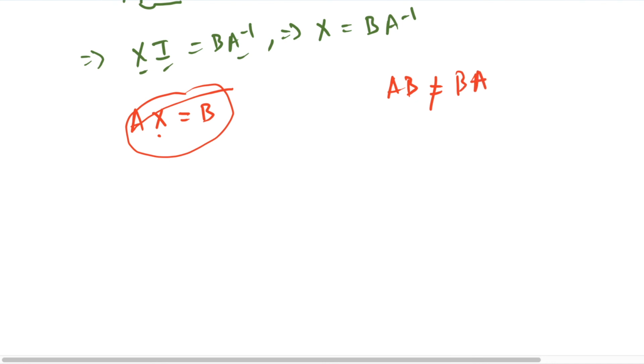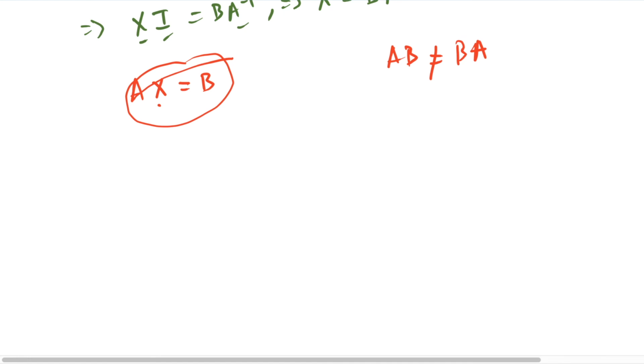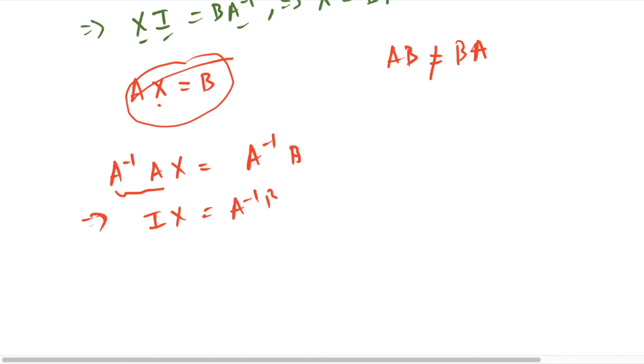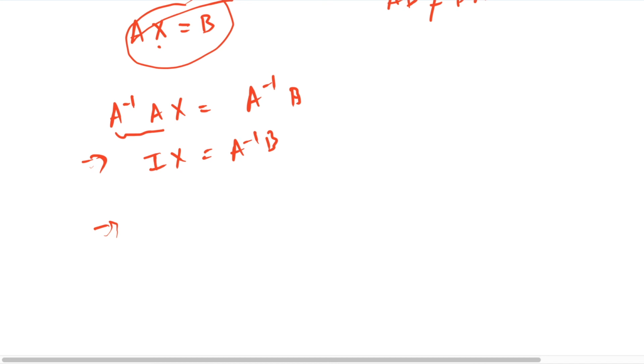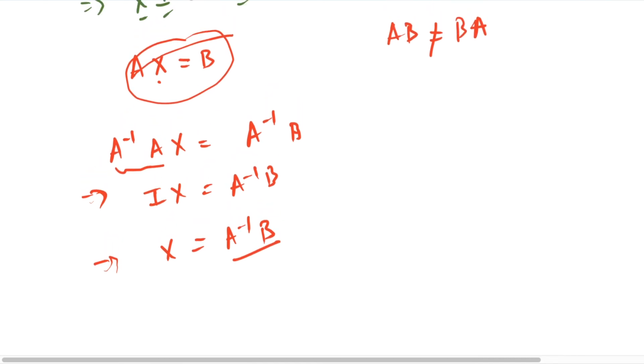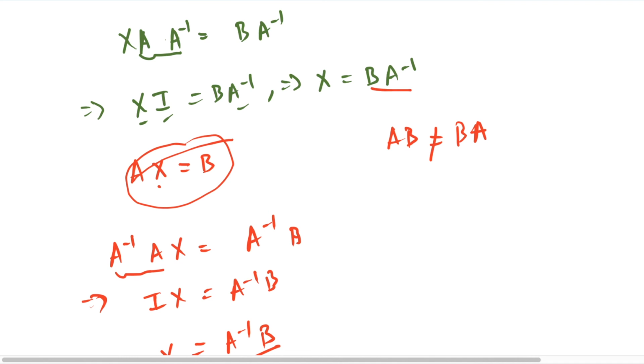So how do we solve this equation? Using the same method, but we put A inverse now in front. So we multiply A inverse in front on both LHS and RHS. So this becomes A inverse AX is equal to A inverse B, and A inverse times A becomes I. So I into X is equal to A inverse B, and I into X is simply X, so X is equal to A inverse B. And you can see that the answer is different, right? X is A inverse B here, and in the previous case we found the answer as X is equal to B times A inverse.